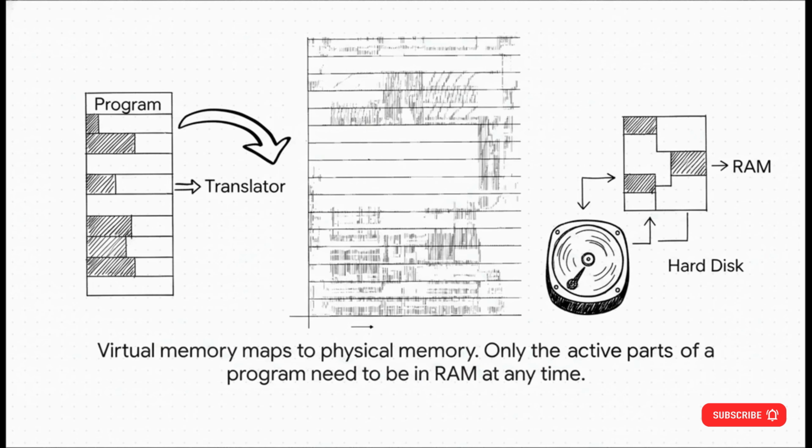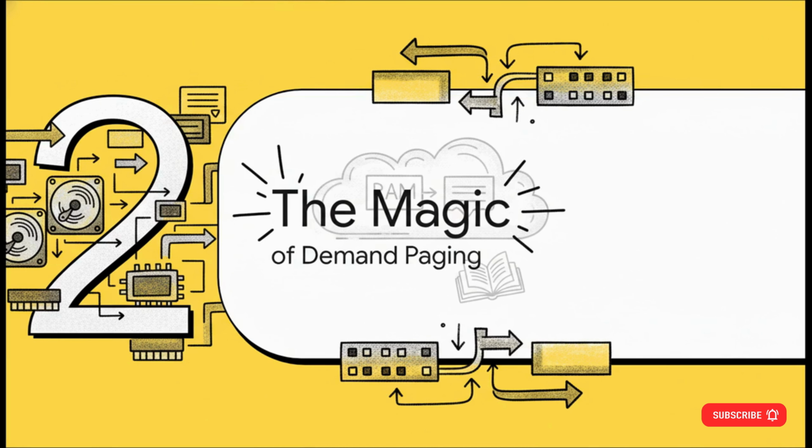Now here's the crucial part. Not all of the virtual memory needs to be in physical memory at the same time. Only the parts that are currently being used have to be there. So that raises a pretty big question, right? How does the system decide which parts of the program to keep in RAM and when? Well, this brings us to the core mechanism that makes this whole thing work, the magic of demand paging.